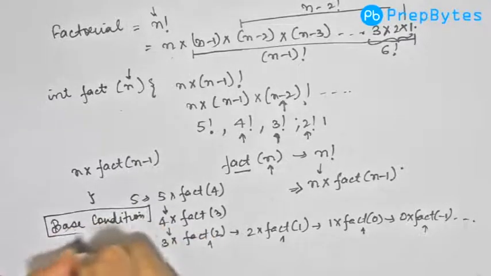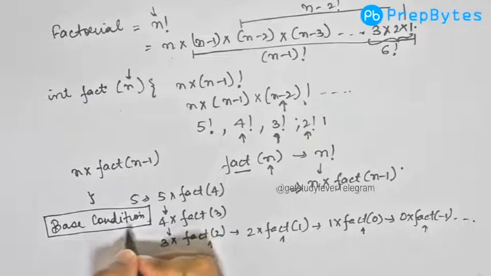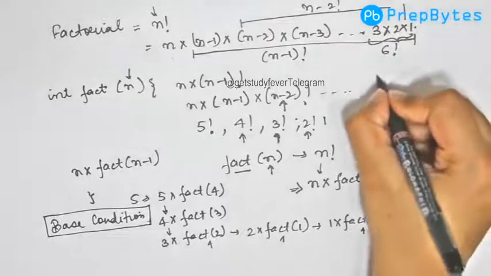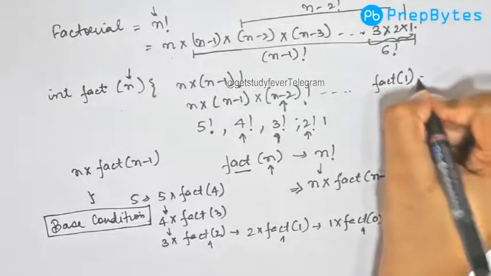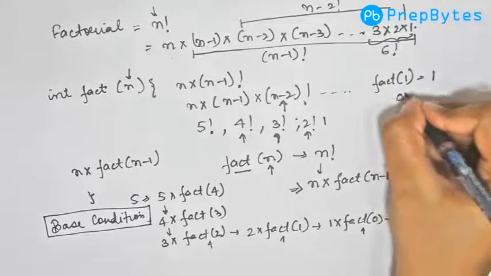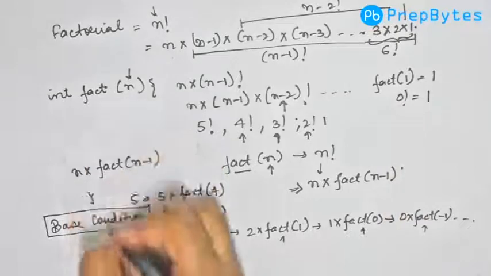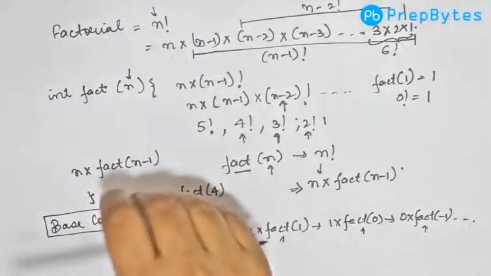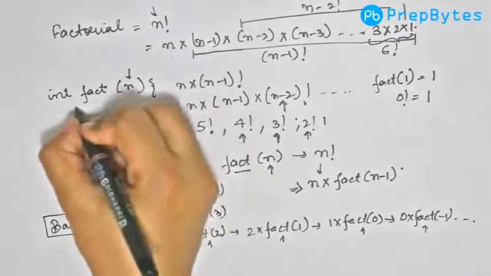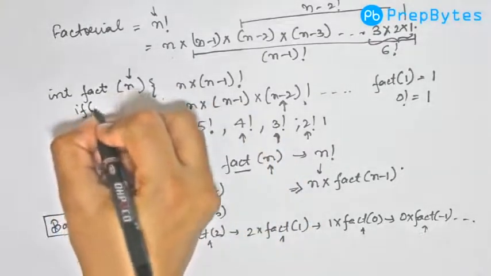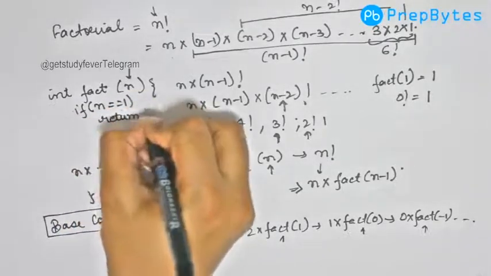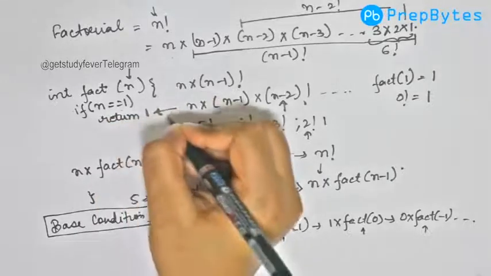This base condition is supposed to terminate the program. So let's say we know that fact of 1 is 1. We know that 1 factorial is 1. And we also know that 0 factorial is also 1. So we write a base condition here. We want our code to go only till when n is equal to 1. So we write a code here that if n equal to 1, return 1. So this returns the result of 1 factorial.